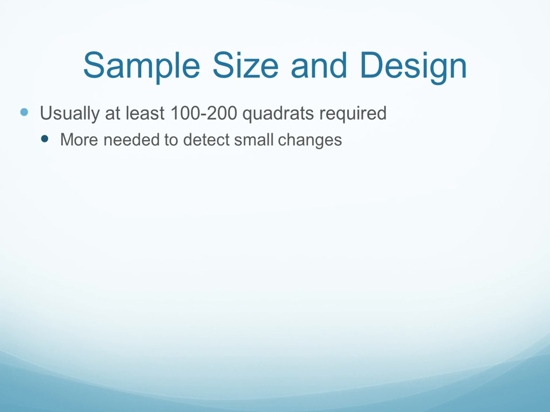Sample size is always a consideration. In general, in order to get good frequency estimations, we need to have at least 100 to 200 quadrats or plots in which we've estimated frequency. Now, it depends on our management objectives, of course, because if we need to detect small changes, we're going to have to increase the number of quadrats that we use in order to have greater sensitivity to vegetation change.